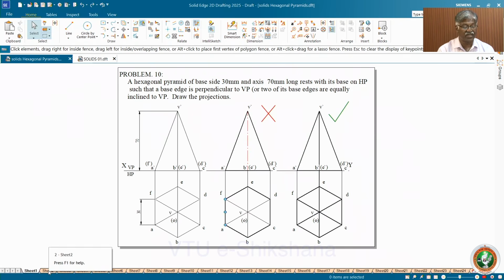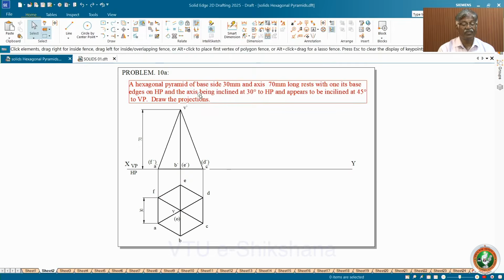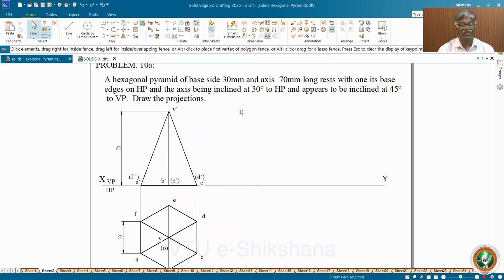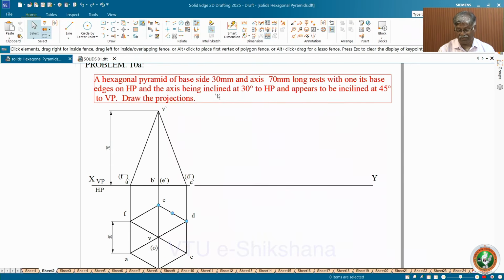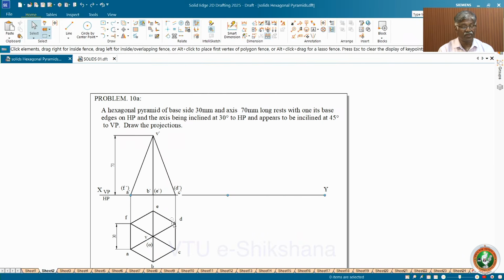Now, let us see what is the next problem. A hexagonal pyramid of base side 30 mm and axis 70 mm long rests with one of its base edges on HP, and the axis being inclined at 30 degree to HP and appears to be inclined at 45 degree to VP. Draw the projection. So, this is the statement given as per the problem definition. And you know, axis inclined to HP, first you have to consider the HP inclination with the axis. Once the axis is inclined to HP, make it perpendicular to HP so that you get the true shape of the base of the pyramid on HP.